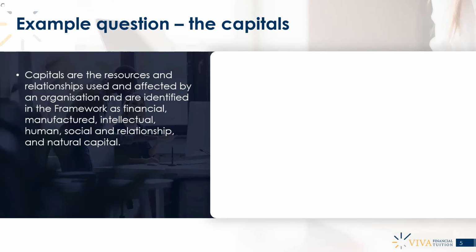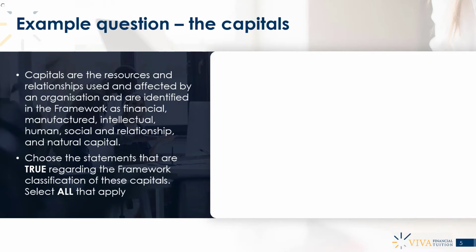Let's now look at a question to see how this comes up. So we're told in this question, capitals are the resources and relationships that are used and affected by an organisation, and they're identified as financial, manufactured, intellectual, human, social, and relationship and natural capital. So those are the 6 capitals listed out for us. We haven't really been told anything there, have we? And here's the question. Choose the statements that are true regarding the framework classification of these capitals. Select all that apply. Oh, I hate these ones. When it's select all that apply, that means it's a series of yes/no questions, isn't it? It's not just pick out the correct one.